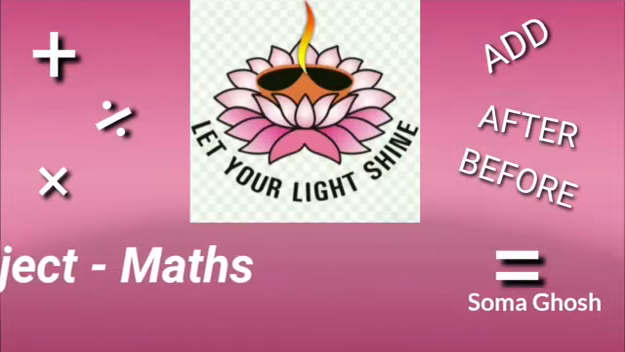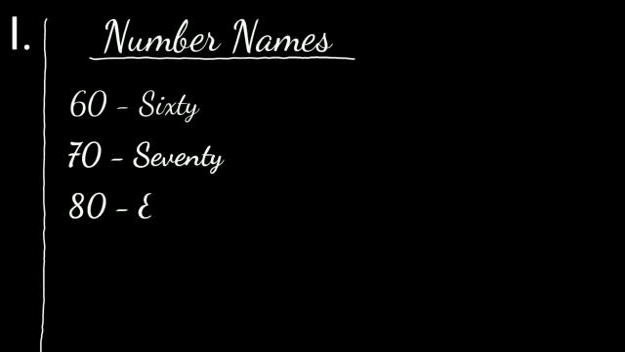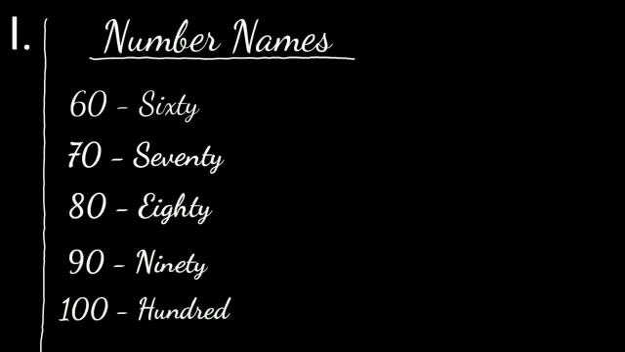Already we have learned the spellings up to 50. Today we will learn from 60 to 100. So first we will need to learn the spellings of 60, 70, 80, 90 and 100. 60 SIXTY 60, 70 SEVENTY 70, 80 EIGHTY 80, 90 NINETY 90 and 100 HUNDRED 100. We know the spellings of 1, 2, 3, 4, 5, 6, 7, 8, 9. So now we can spell any number from 60 to 100.